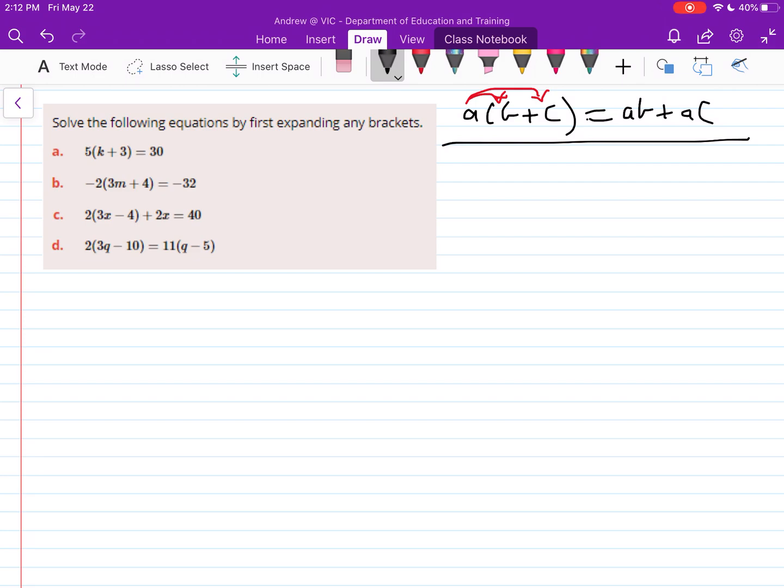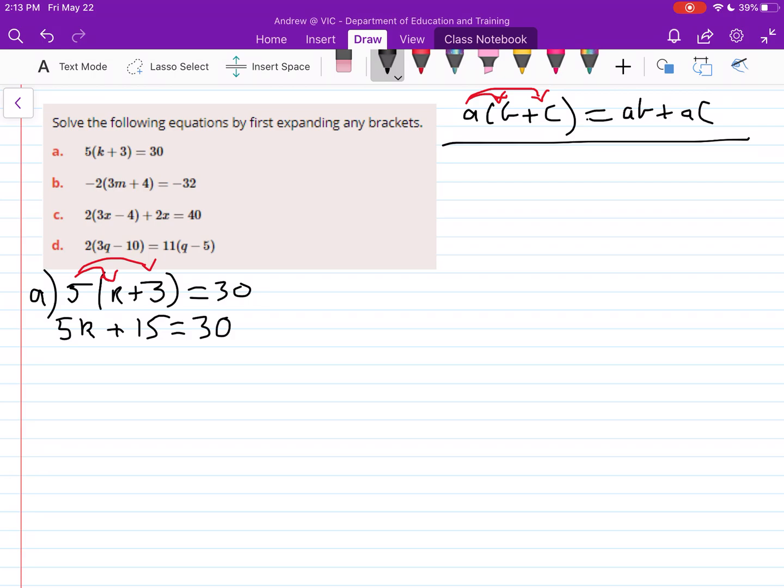So we'll go through and start with A down here. So we have 5, and then in the brackets, k plus 3, is equal to 30. So we need to use our distributive law and multiply 5 by k, and multiply 5 by 3. So 5 times k is 5k, and then 5 times 3 is 15. This is equal to 30.